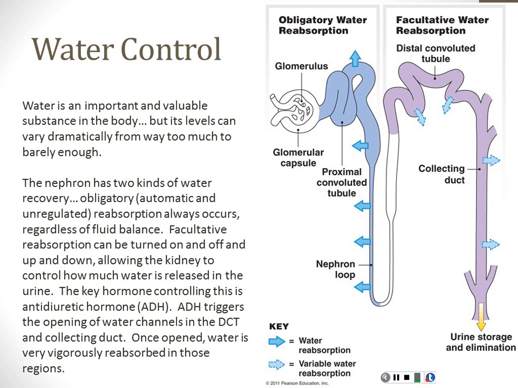It's controllable or changeable. So in the first half of the nephron, it's all obligatory. So we get a bunch of water recovery in the proximal convoluted tubule. We get even more in the thin descending limb. And then when we get over here, there is no water reabsorbed here, only salt. But in the distal convoluted tubule and the collecting ducts, we have variable water recovery. So the key player to all of these dotted lines is ADH.